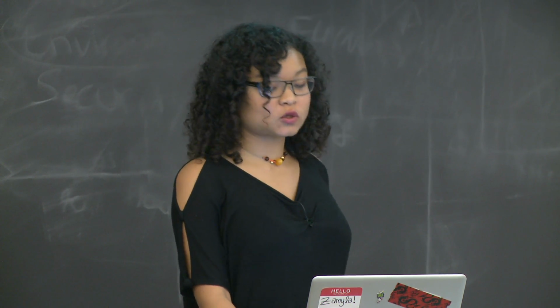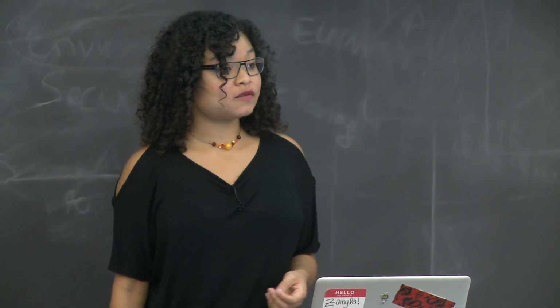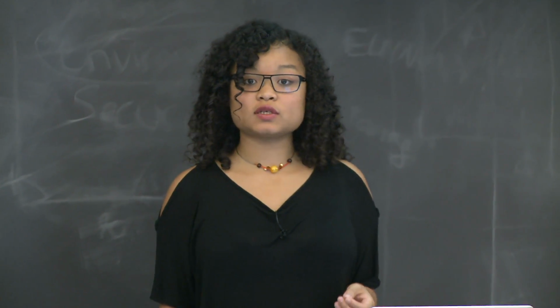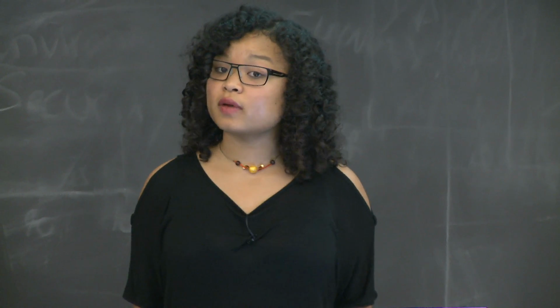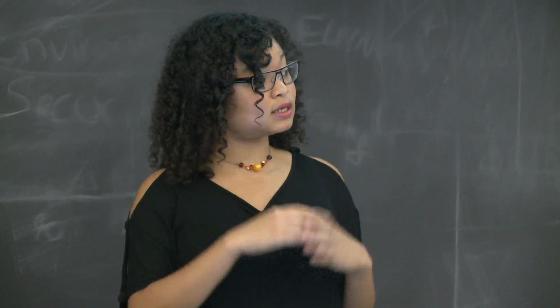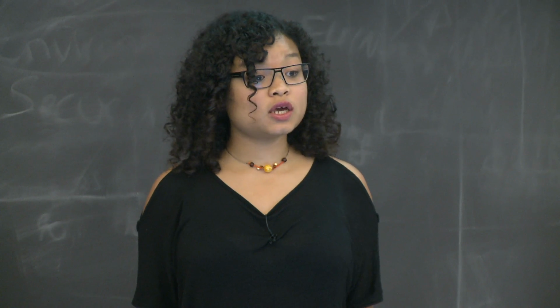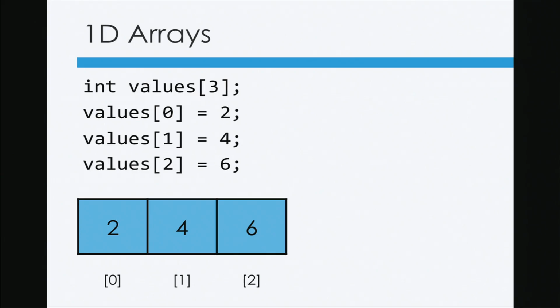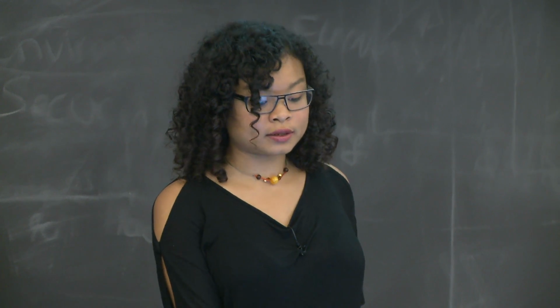All right, so to quickly rehash one-dimensional arrays. Arrays are data structures that hold multiple values of the same type. As a reminder, these arrays are zero indexed. Most of you are probably familiar with an array such as this. If we wanted an int array with length 3, then we could initialize it by having an int values and then the square brackets indicating the length of it. Then we would assign values to the specific elements within that array. So here we have an int array where index 0 is 2, index 1 is 4, index 2 is 6.